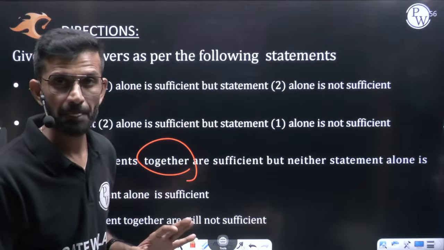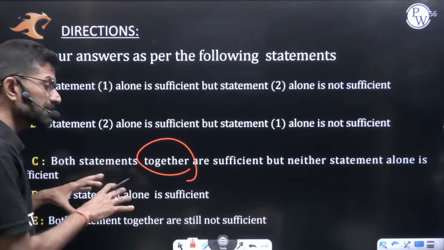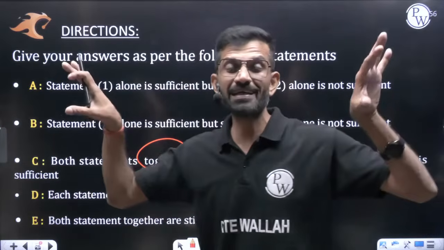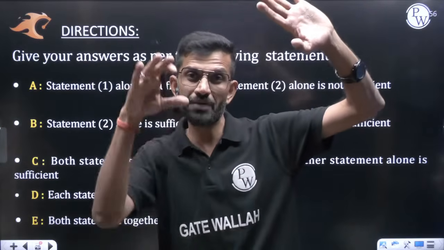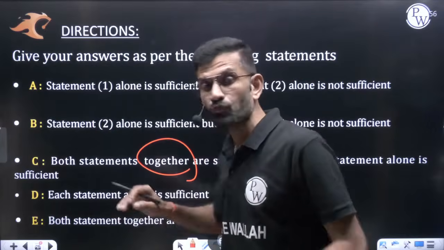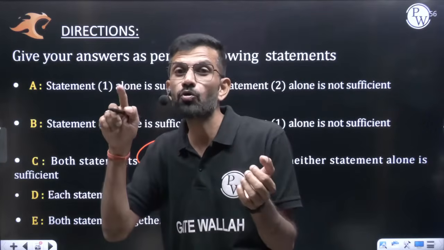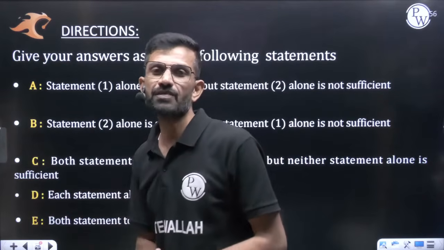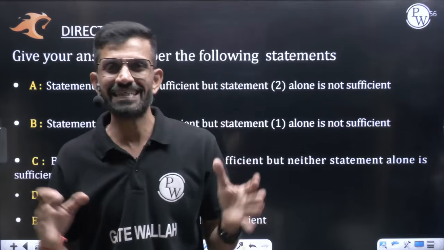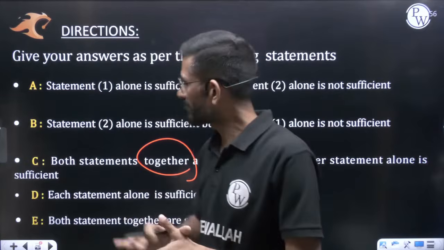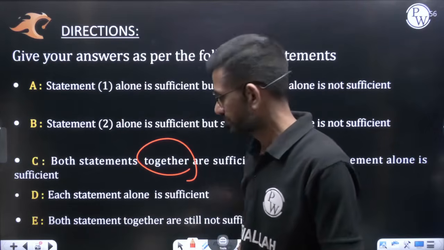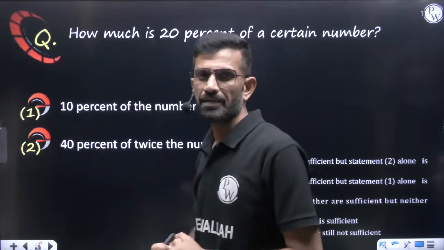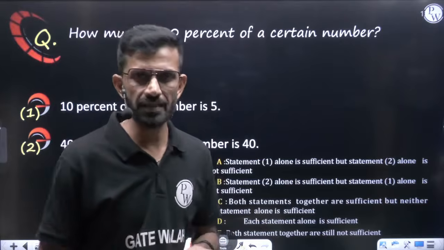Select option D if each statement alone is sufficient. Like in the previous question, the previous slide we have seen, independently they were sufficient. With the first also we were getting the confirm answer, and with the second independently also. Means 1 or 2, independently they are sufficient. Then select option D. And if none of the statements is sufficient, select option E. So we'll see the question here. Based on these directions, we'll go for the questions. Now, how much is 20% of a certain number? They are asking you what will be 20% of a certain number.